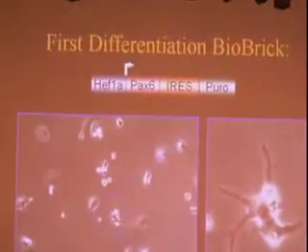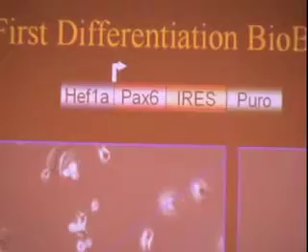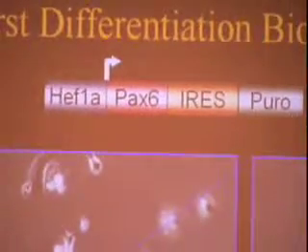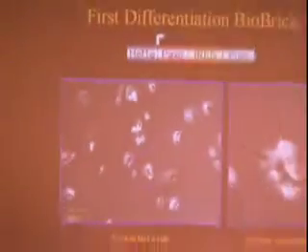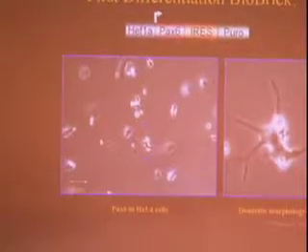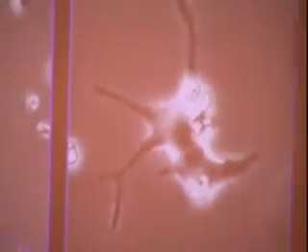Here are some of the results with the first differentiation biobrick we used. Pax6, shown here, is a master regulator that is implicated in neuronal differentiation. This biobrick has been infected in HeLa cells, and we can see on the right-hand side that we have some dendritic morphology being seen in HeLa cells, which are generally spherical. So this dendritic morphology is reminiscent of neurons. We are currently investigating the effect of Pax6 in embryonic stem cells.